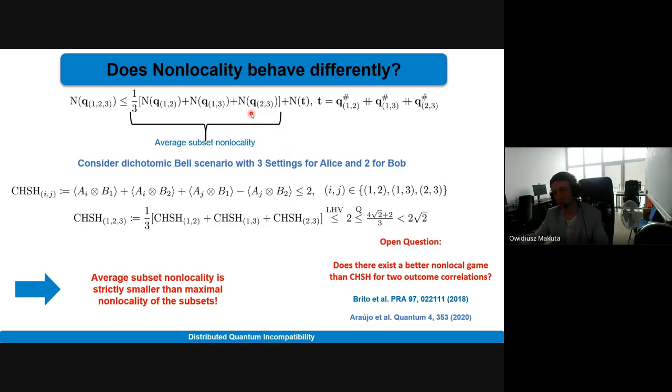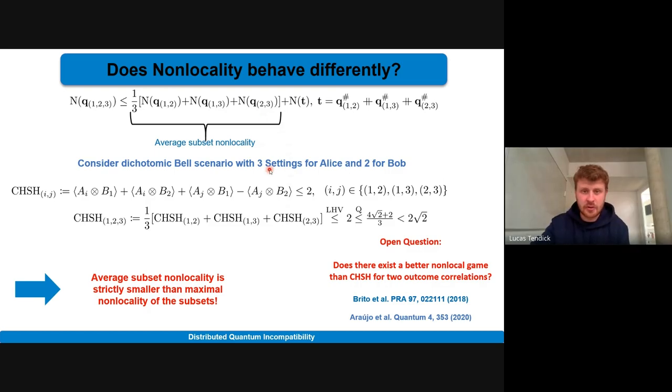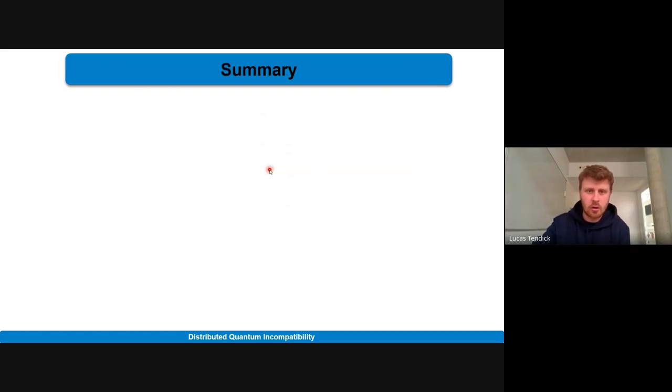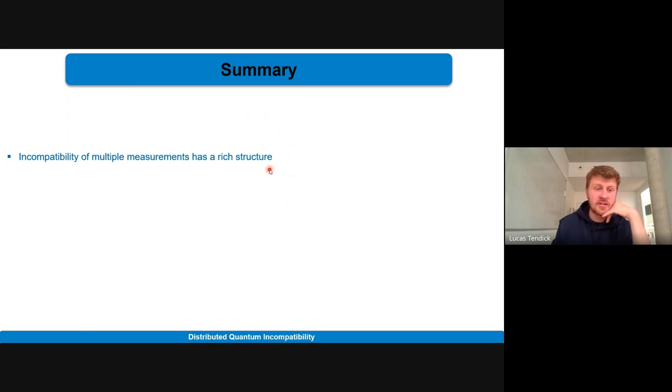Okay, thank you. Thanks a lot for the question. So I would already come to the summary. I have no idea how I do time-wise. But what we have seen is that multiple measurements have a very rich structure, and that this distance-based approach seems to be well suited.